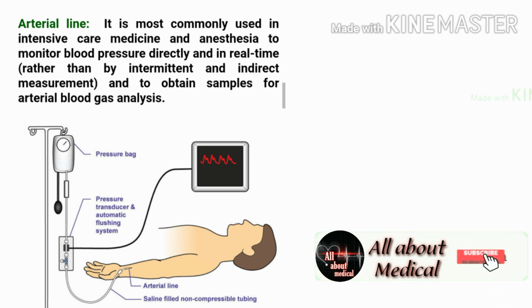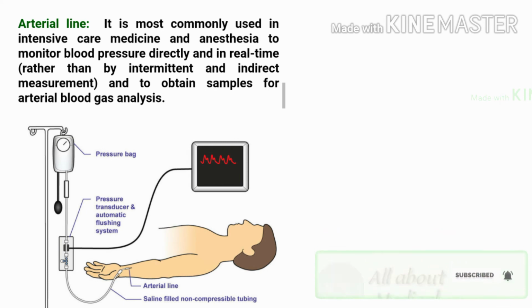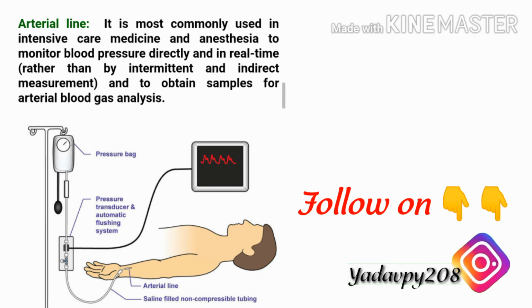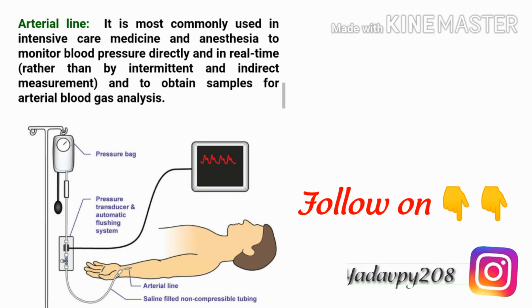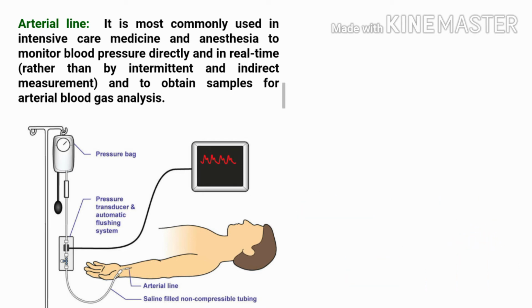And this is the arterial line. It is most commonly used in intensive care medicine and anesthesia to monitor blood pressure directly and in real time rather than by intermittent and indirect measurement, and to obtain samples for arterial blood gas analysis. You can see the whole setup very clearly. So this is all about the arterial line.